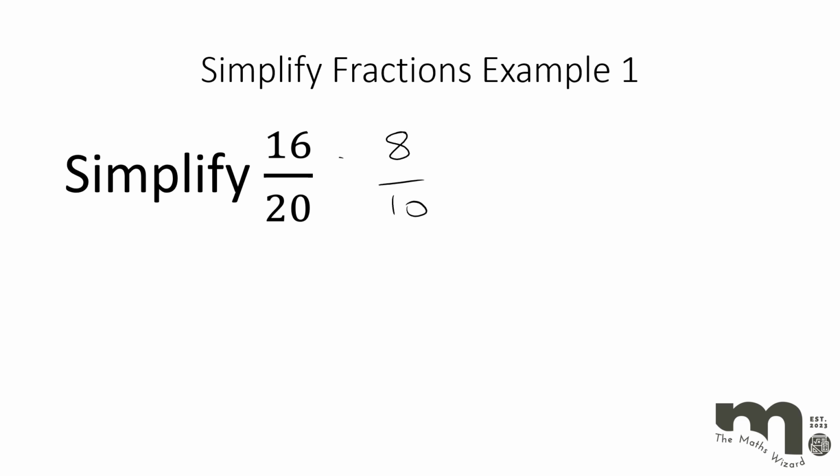So we divided by 2 there. And then we can half again, and we'll get 4 over 5. And then there we haven't got any more common factors apart from the number 1.